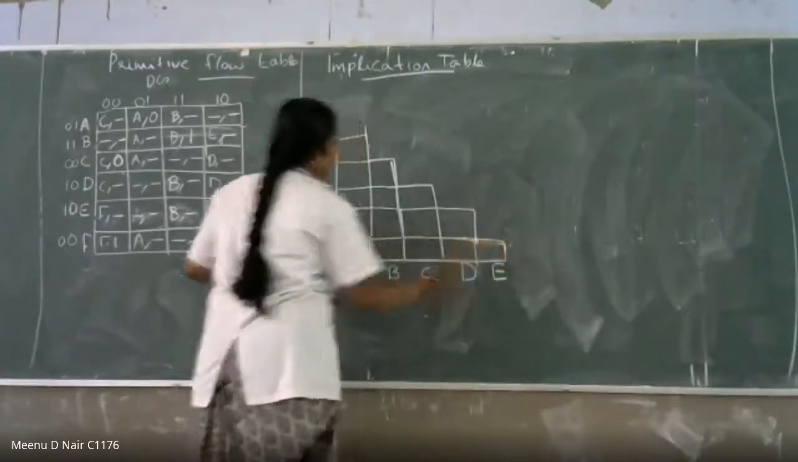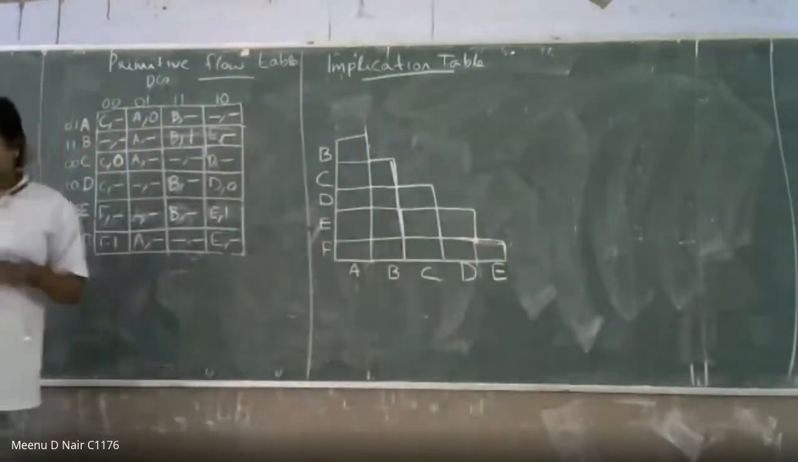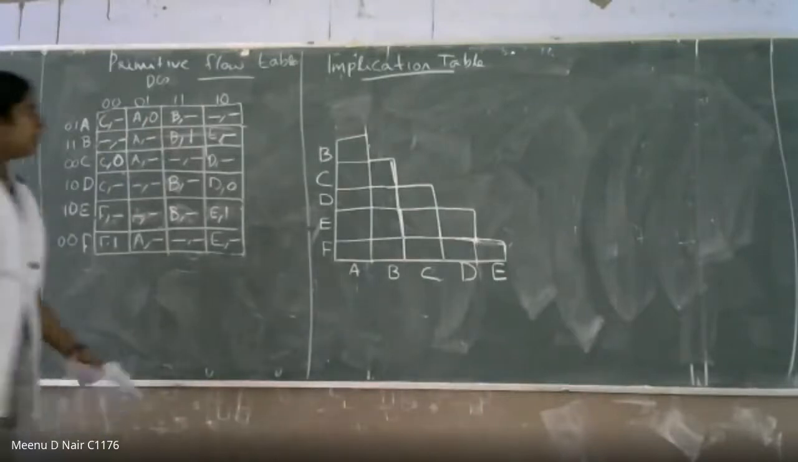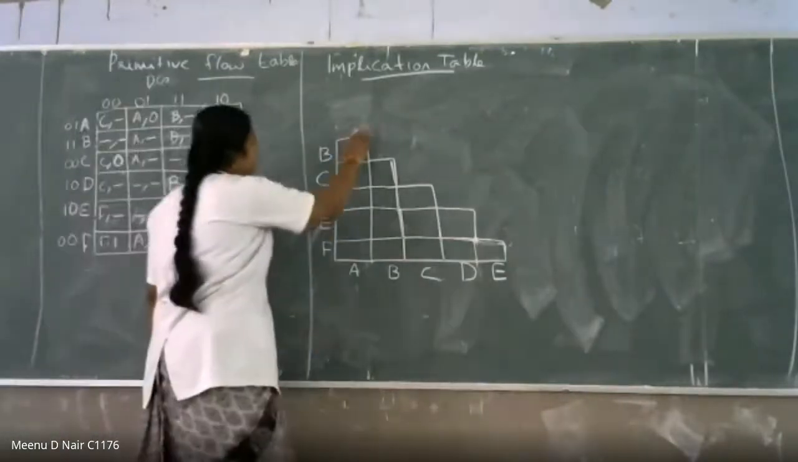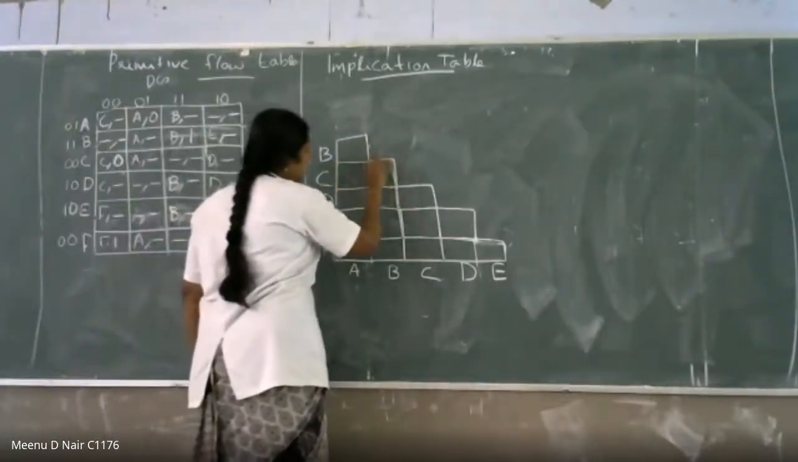this is your primitive flow table. Sorry, this is your implication table. This is the implication table. You draw the table first.